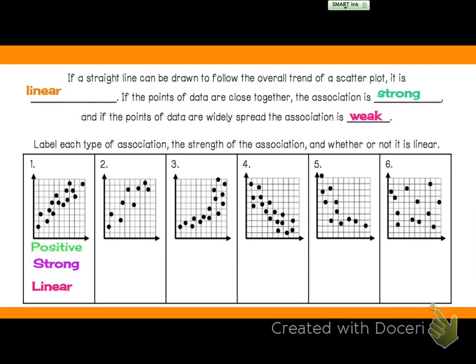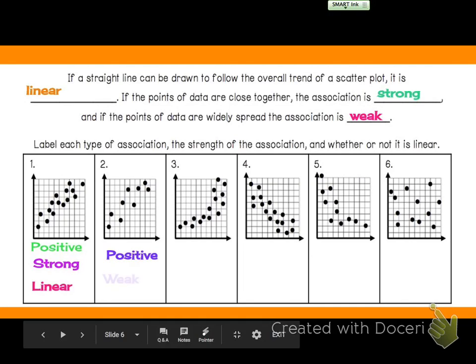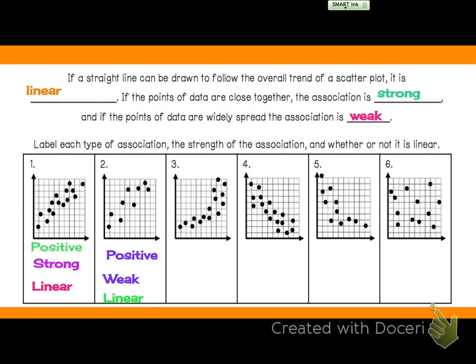Number 2. So what do we think number 2 is? Can you draw a straight line through that material? Well, if you go through the center of it, yeah, you could draw a straight line. But are the points close together or are they far apart? They're far apart, so you think that's strong or weak? Weak. Do you think it's a positive or negative association? It's positive, yeah. So it's a positive association. The association is weak because the points are spread apart, but you can draw a straight line through the center of the points.